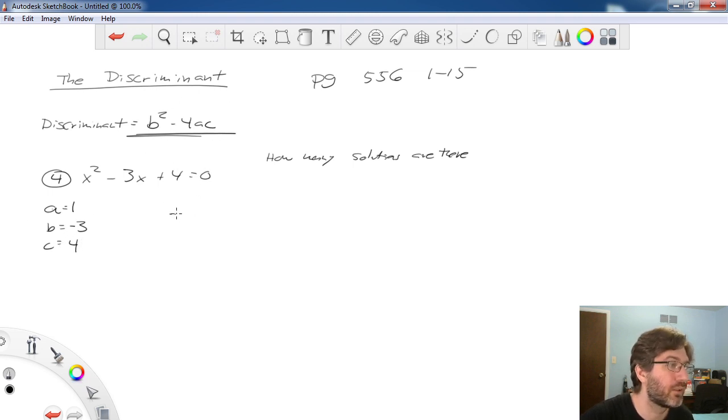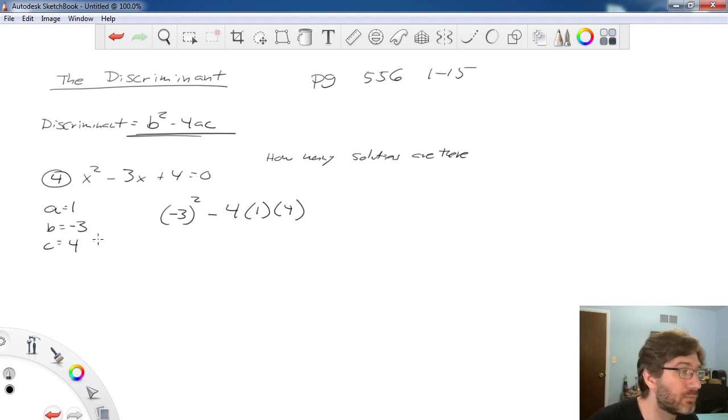So we get negative 3 squared. And remember that negative sign is attached to that 3. That's part of B, and you're squaring all of B. Minus 4 times 1, because A is 1, and times 4 because C is 4. In this case, you get negative 3 squared, which gives you a positive 9. And then you're going to subtract 4 times 1 times 4, which is a negative 16.